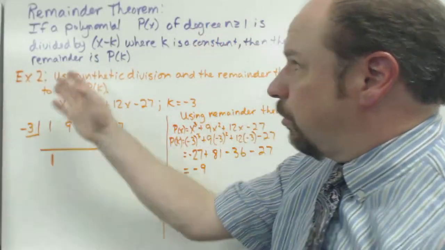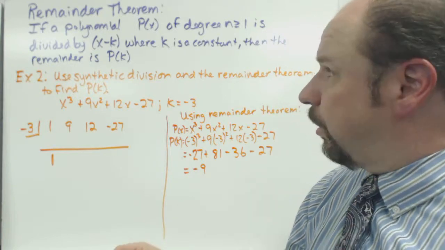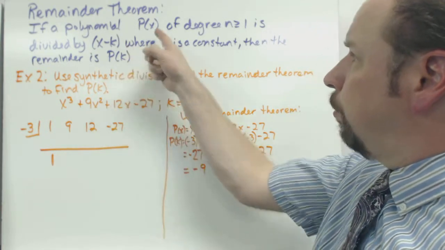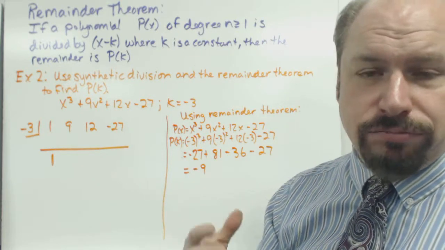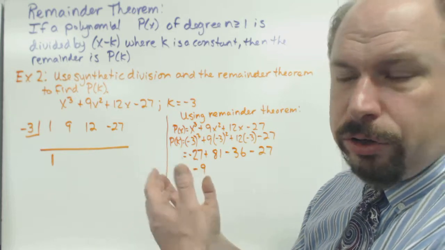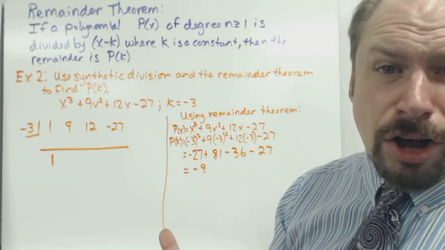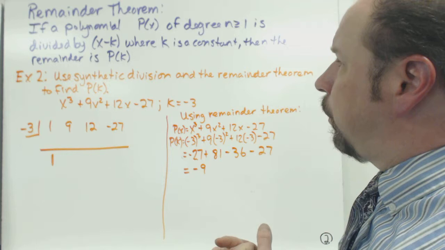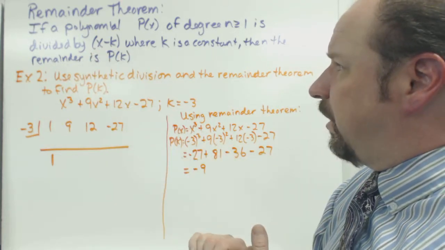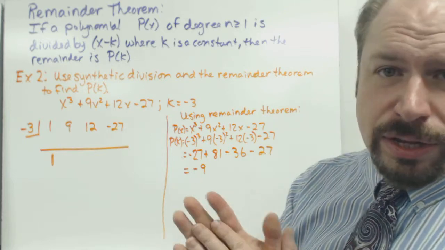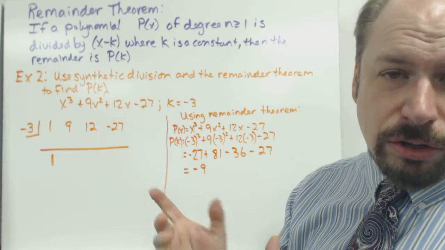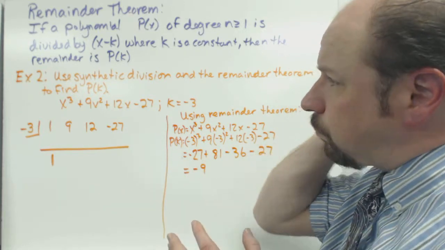Before we look at some other examples, I want to talk real quick about a thing called the remainder theorem. The remainder theorem says if a polynomial p of x of degree n greater than or equal to 1, in other words, it has to be a linear, quadratic, or cubic or something. It cannot be just a constant. So if a polynomial p of x of degree n greater than 1 is divided by x minus k, where k is a constant, then the remainder is p of k. Okay, we're going to look at that here in this example and see what that means.